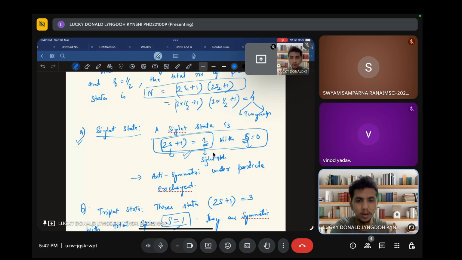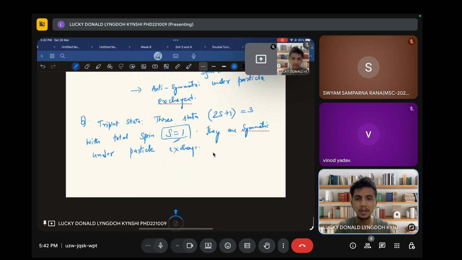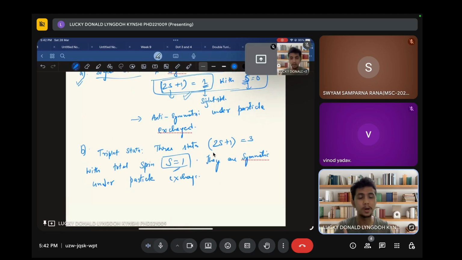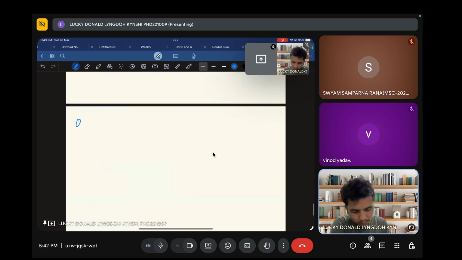Singlet state means only one, and this is obtained when you have spin of opposite. That is why it is anti-symmetric under particle exchange. But in the triplet state, since the particles have plus half, you will have S equal to 1, and the total will be equal to 3. Okay, and also they are symmetric under particle exchange. So that means if you have two particles, you have four possible states.